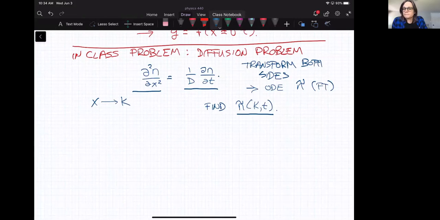Work out okay? I think. Yeah. Get an exponential? Yeah. Okay. I didn't ask you to solve, you didn't have to do the inverse transform, just the transform. Right?